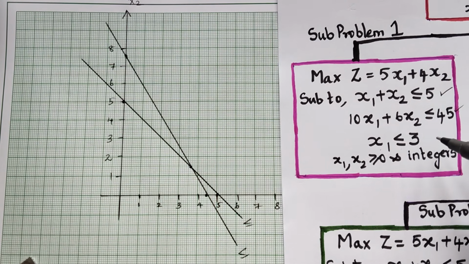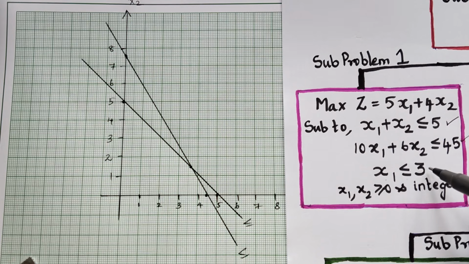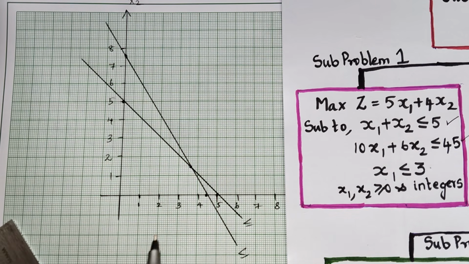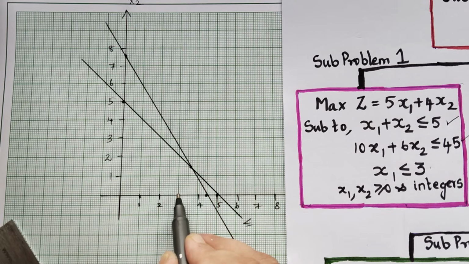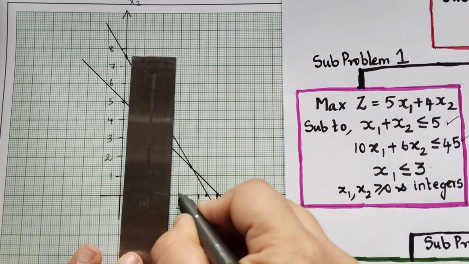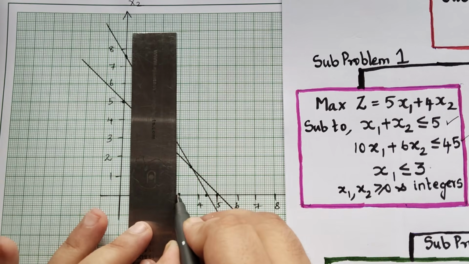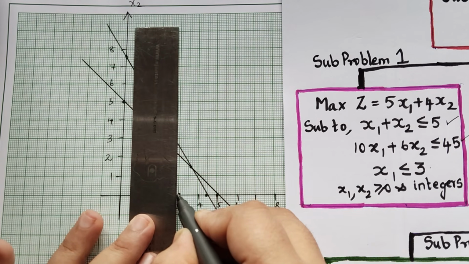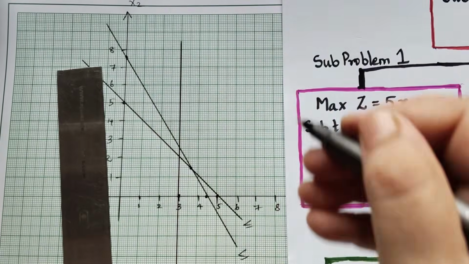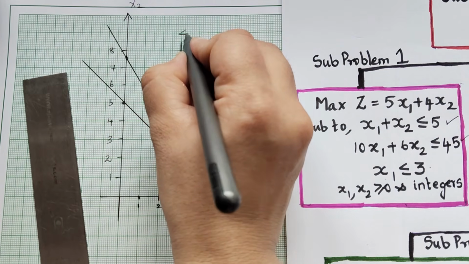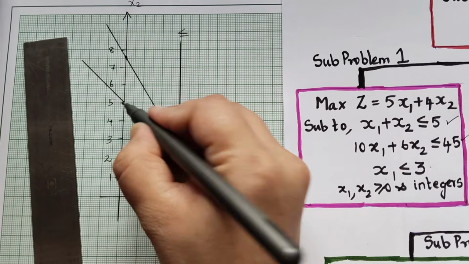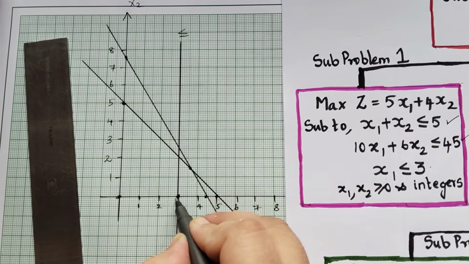And the next one is this: x1 less than or equal to 3. Where is x1 equal to 3? It is at this point. So less than or equal to 3 we have to take. First of all, we will draw the line x1 equal to 3. This will give us the line x1 equal to 3, and we have to choose the region less than or equal to this, which means the region will be bounded by these 4 points.